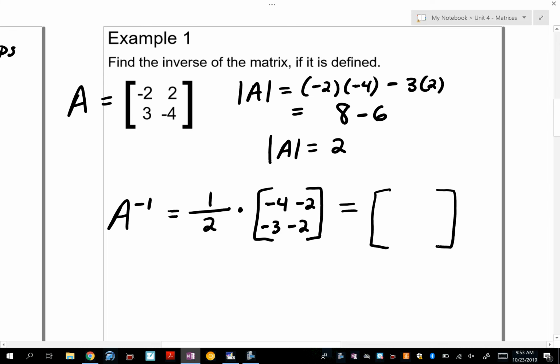That's not the inverse matrix. To find the answer, you're going to divide all of them by 2. I know I wrote multiply, but when you multiply by 1 over a number, it's really the same as dividing by that number. So I'm going to take each of these 4 numbers and divide them by 2. That's going to be my inverse matrix. Fractions, decimals are totally fine.